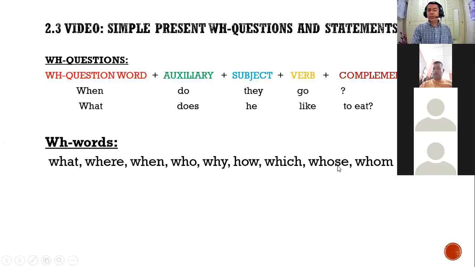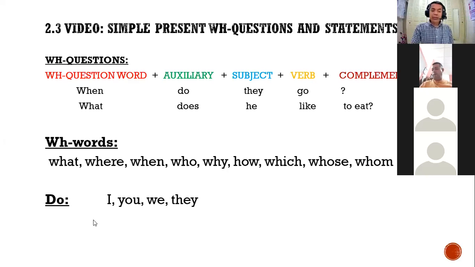Whose car is this? ¿De quién es este carro, right? And whom is for object, right? Pregunta sobre personas, whom, pero como objeto, no como sujeto, right? Good.